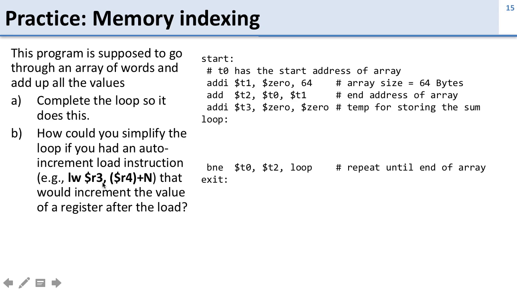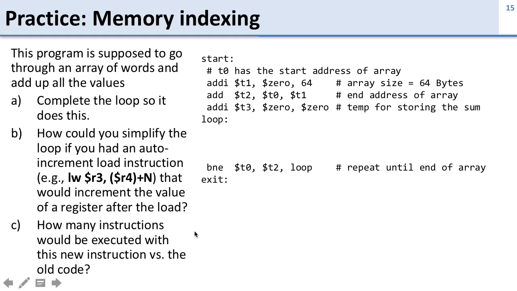So that's the instruction here, load word, register, register, and then it has plus an offset. So that can increment the value after the load. So it'll increment R4 after it loads. And then finally, if you had this, how much faster would it be? How would it change the number of instructions that are executed?